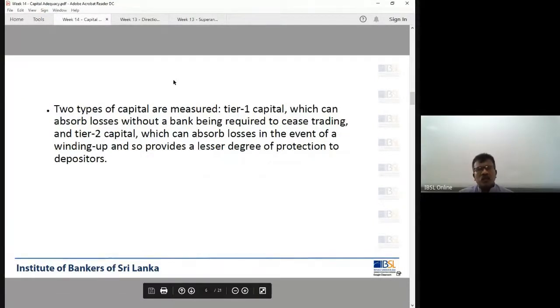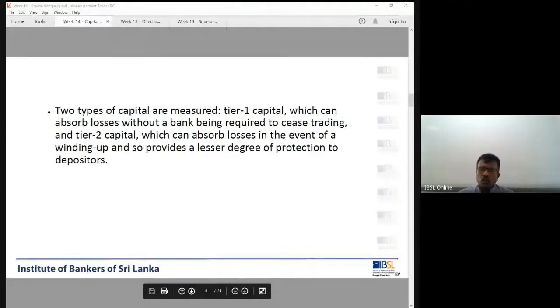Now, when we are talking about capital adequacy ratio, we are measuring risk-weighted assets against the capital given. Capital can be considered in two categories. One is called core capital. Core capital. We call it tier 1.